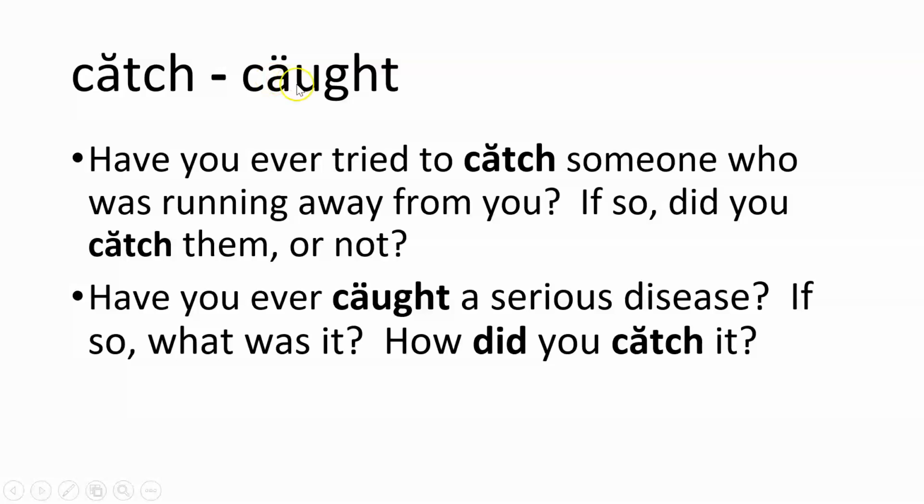So catch and caught. Have you ever tried to catch someone who was running away from you? If so, did you catch them or not? And have you ever caught a serious disease? If so, what was it and how did you catch it?